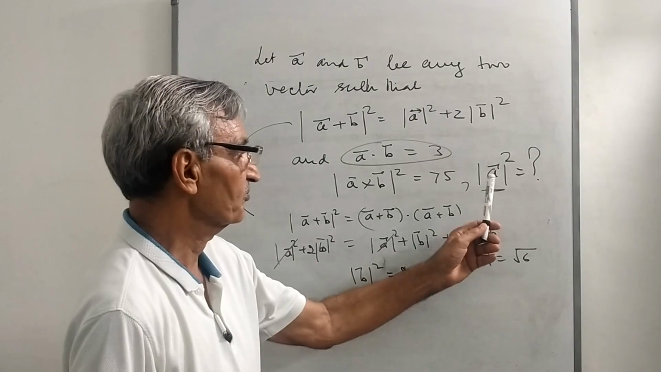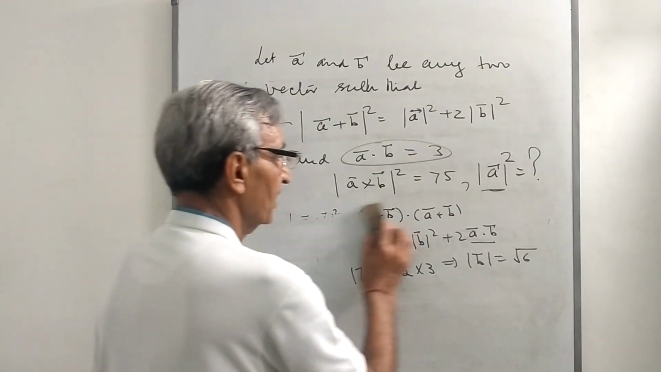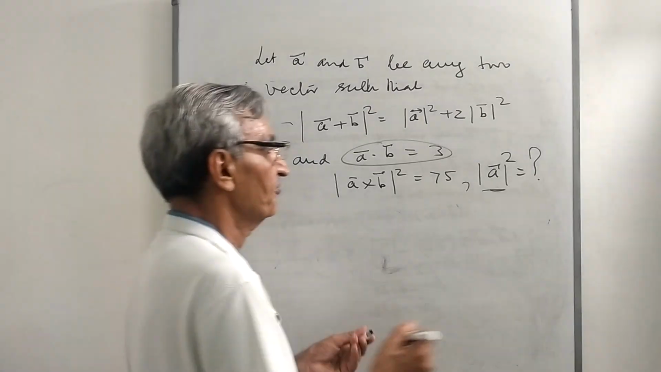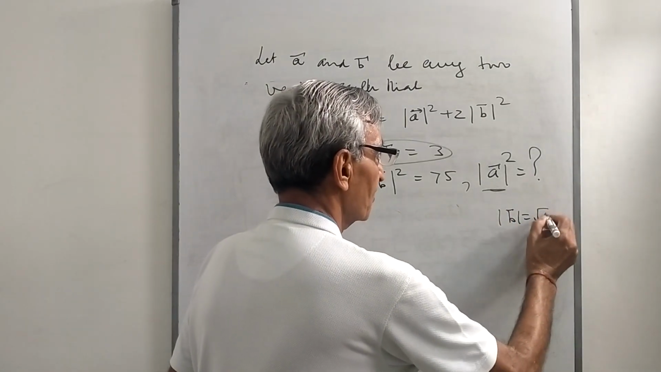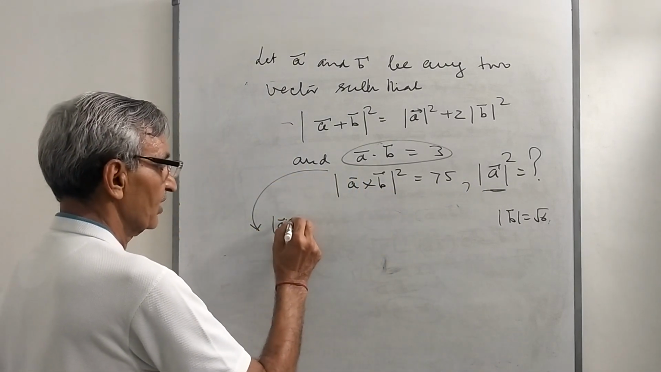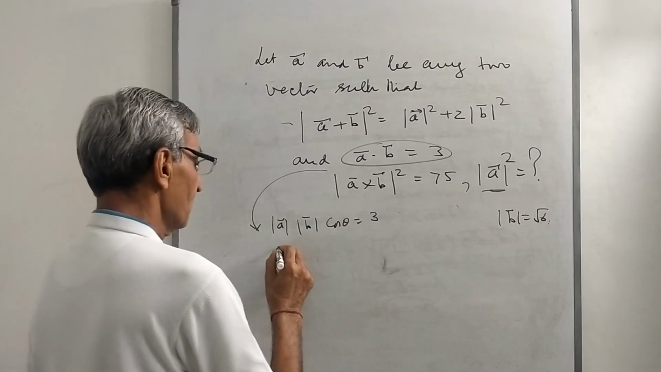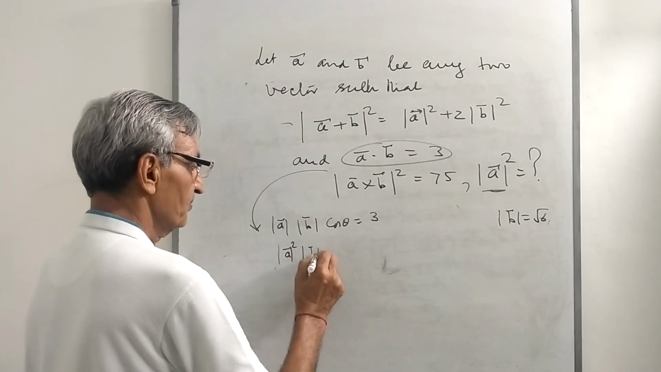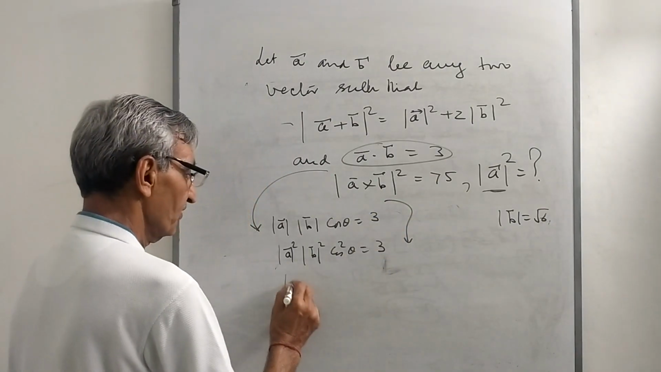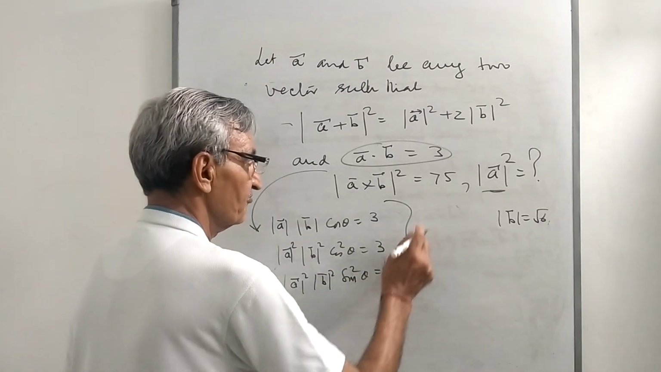I got magnitude of B is equal to under root 6. What I have to find out is magnitude of A square. Well friend, I go to the next given condition. I found magnitude of B. Let me write here. Look at here: A dot B is equal to magnitude of A, magnitude of B, cos theta, between them, is equal to 3. That means magnitude of A square, magnitude of B square, cos square theta, angle between them. And what is this equal to? Magnitude of A square, magnitude of B square, sine square theta is equal to 75, given.